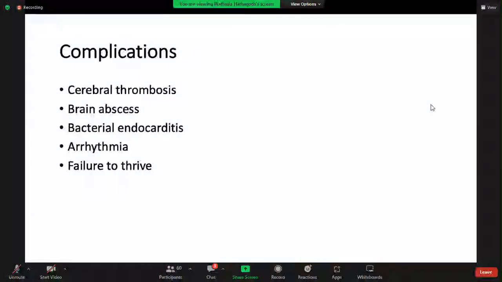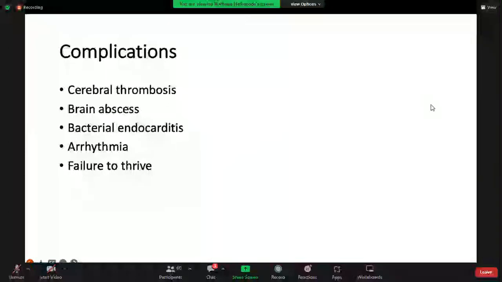because of this reason. And then we talked about brain abscess, failure to thrive, but apart from that, they can get bacterial endocarditis, arrhythmia. But you should know a little bit about pathophysiology about cyanotic heart disease and its complications as well. Right, so what do you do for tetralogy of Fallot?